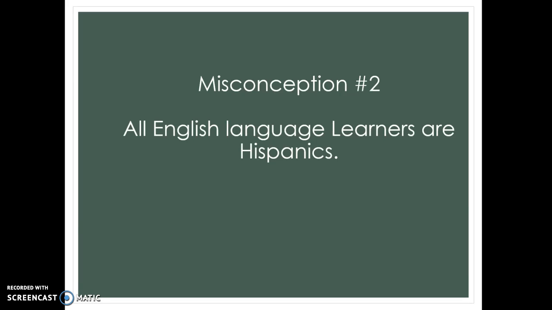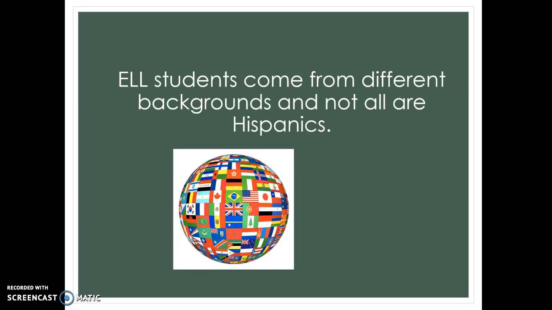All English language learners are Hispanics. ELL students come from many different backgrounds and they're not all just Hispanic, but the majority of them in Texas are Hispanics, so we do tend to stereotype and think that all of them are Hispanics because of that.